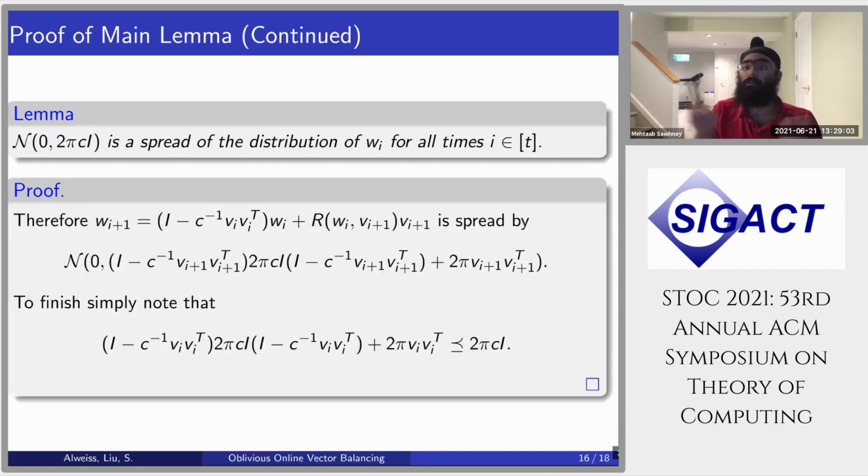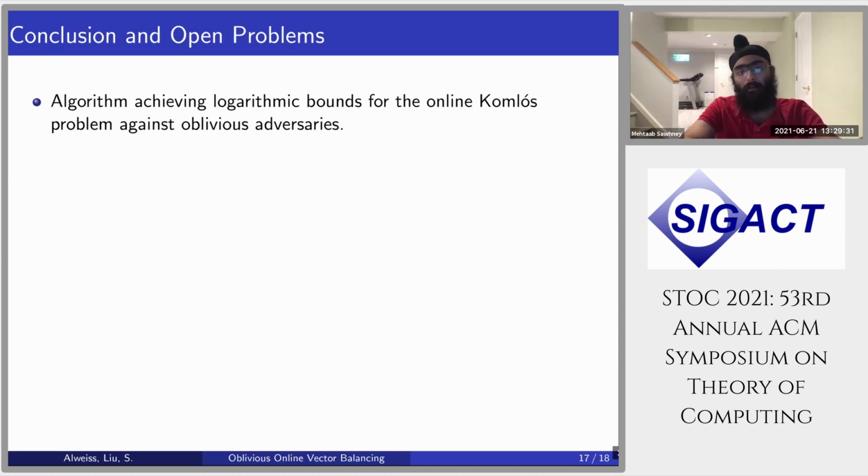Furthermore, it turns out in this case, you can just add them. Therefore, it follows that Wi+1, which is the sum of this initial term plus r of Wi, vi+1 times vi+1, is just spread by this Gaussian, where you add the variances. And to finish, it's an elementary inequality that this variance is bounded by 2 pi c I. And so now you're just done by induction. And that's essentially the whole proof. So in particular, this algorithm gives logarithmic bounds for the online Komlós problem against oblivious adversaries.